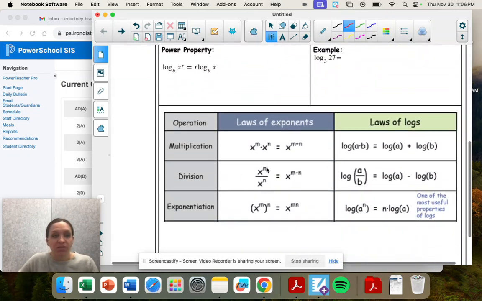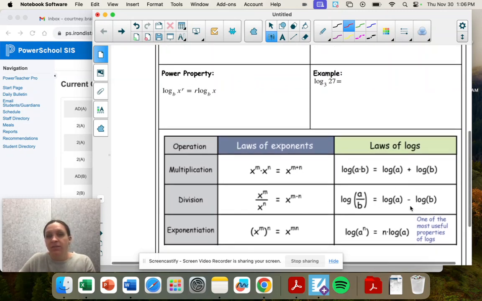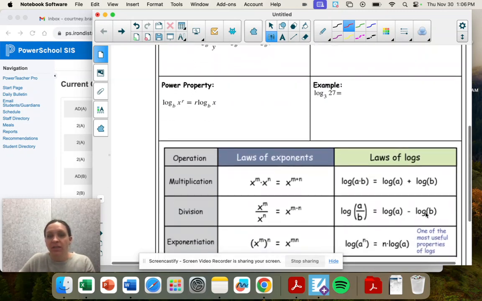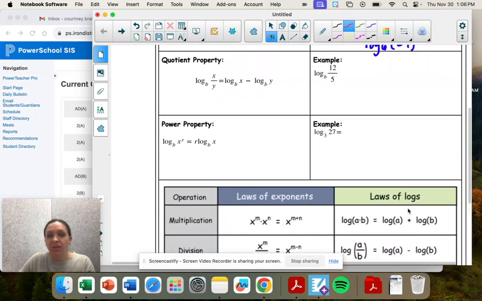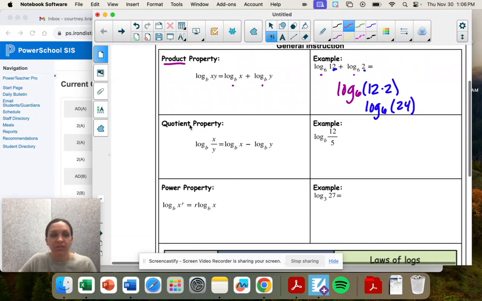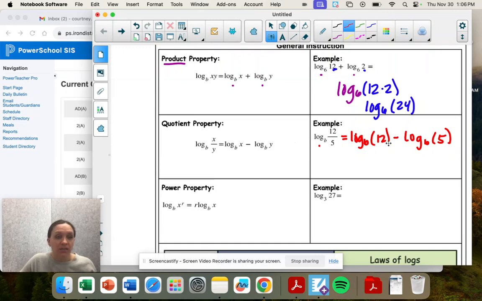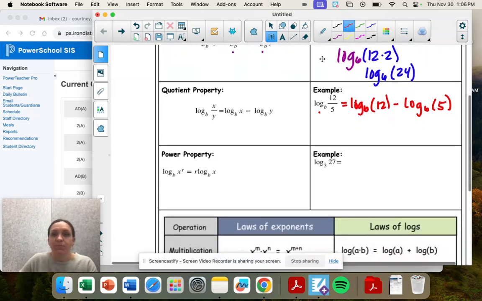Okay, also when we have division, we're subtracting. So let's see. Look how I subtract my exponents when I divide. It's the same thing with a logarithm. So this is just the regular standard. But if I have 12 divided by 5, I can split this into 2 logarithms. So log base b of 12 minus log base b of 5. So now it's expanded. It's 2 logarithms instead of 1.